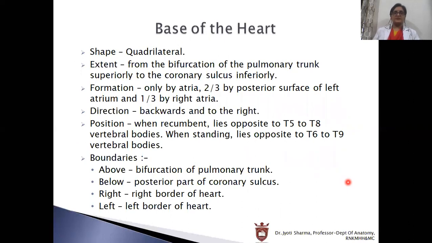When we see the position, in the recumbent position, it lies opposite to T5 to T8 vertebral bodies. When standing, it lies opposite to T6 to T9 vertebral bodies. When we see the boundaries, above, there is the bifurcation of the pulmonary trunk, below, the posterior part of the coronary sulcus, right, the right border of the heart, and the left, the left border of the heart.